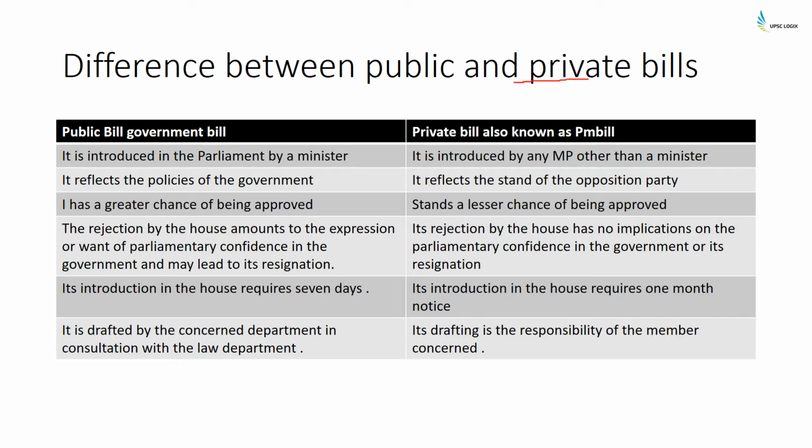Let us have a look at the public bill, or the government bill, first. It can only be introduced in the parliament by a minister. It reflects the policies of the government. It has a greater chance of being approved since the government is formed by the party of the ministers. Rejection by the House amounts to an expression of want of parliamentary confidence in the government and may lead to its resignation. So if a government bill gets rejected, it means the confidence in the government is no longer there, and a vote of no confidence can be floated against the government, in which case the government may have to resign as well.